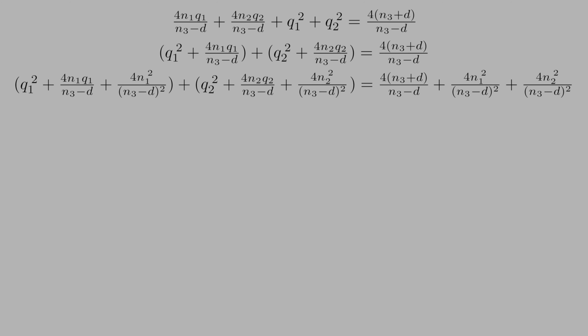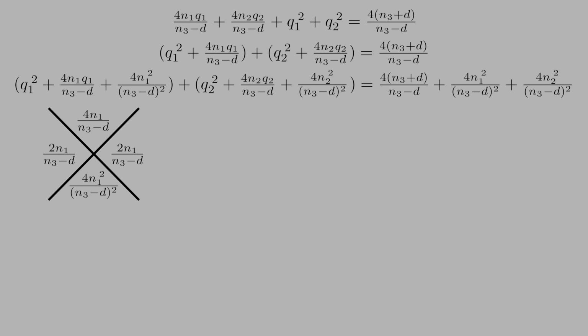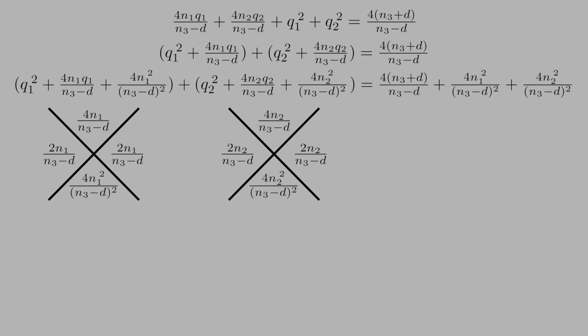Okay, from here, let's first tackle the left-hand side of the equation, which is really just now two second-degree polynomials being added together. For the first polynomial, I want you to ask yourself the question, which two terms can be added together to equal 4n1 over n3 minus d, and multiplied together to equal 4n1 squared all over n3 minus d squared? Well, the answers to that question turn out to be 2n1 over n3 minus d. Likewise, for the second polynomial, following the same logic, we get answers of 2n2 over n3 minus d.